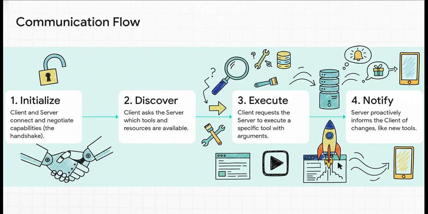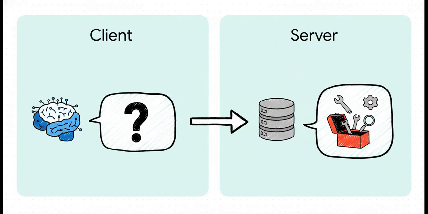The client asks the server, hey, what can you do for me? Then comes execute, where the client says, okay, cool, run that tool for me. And finally, you have notify, which lets the server proactively ping the client if something changes, like a new tool just became available. That discovery step is really the secret sauce to MCP's power.